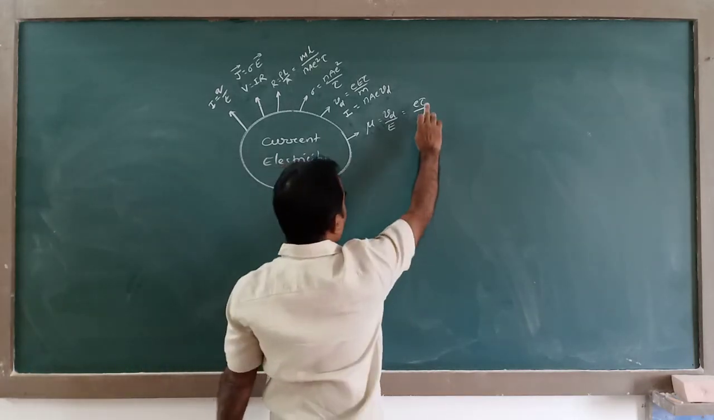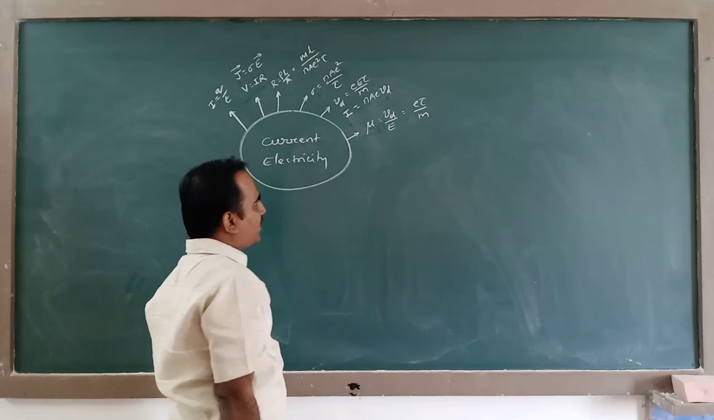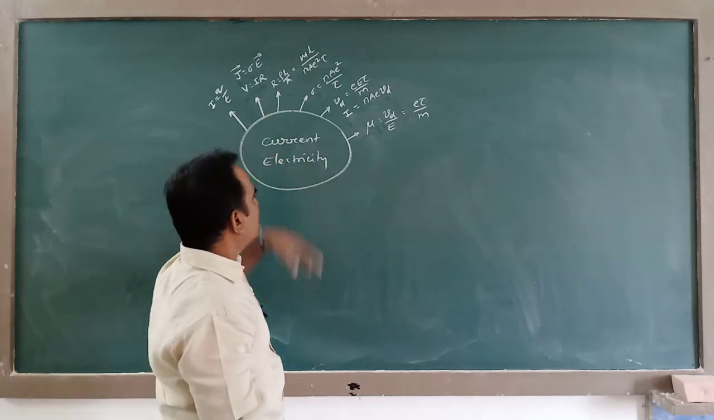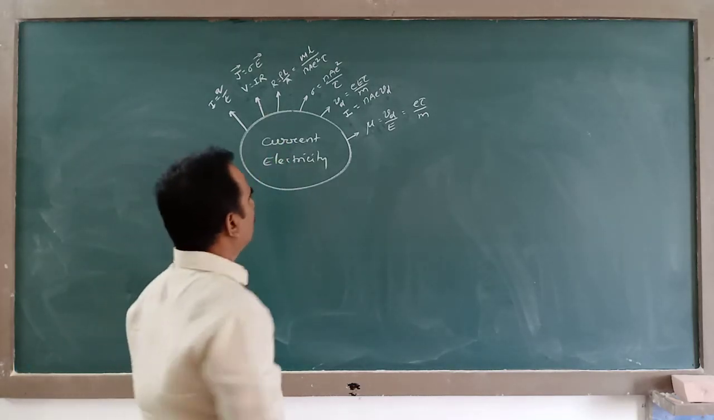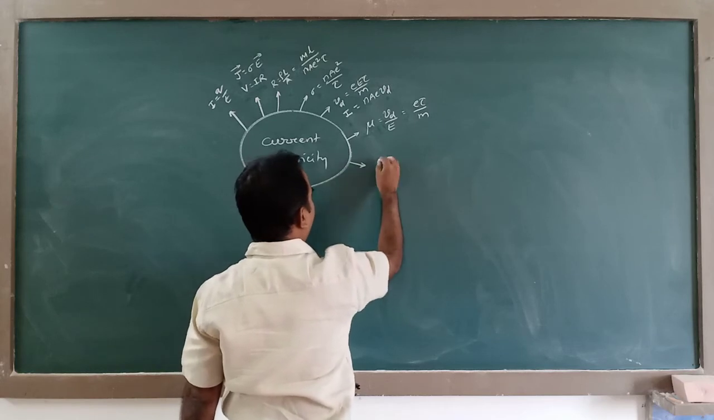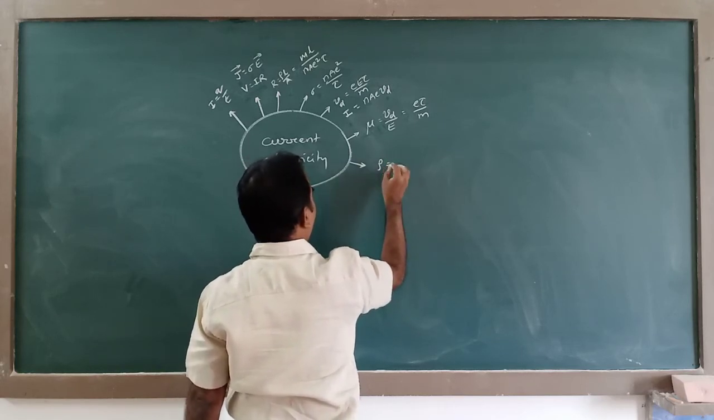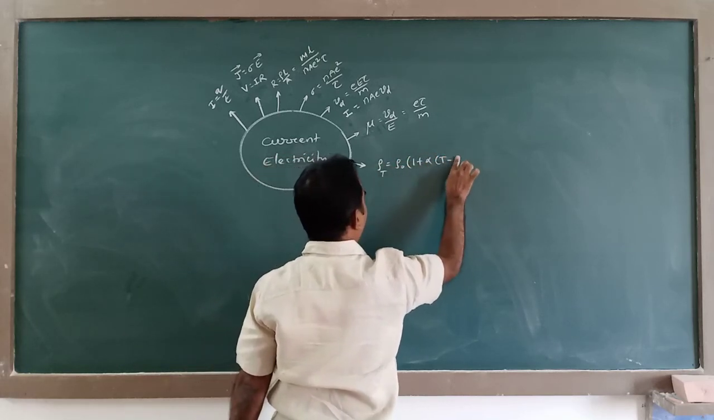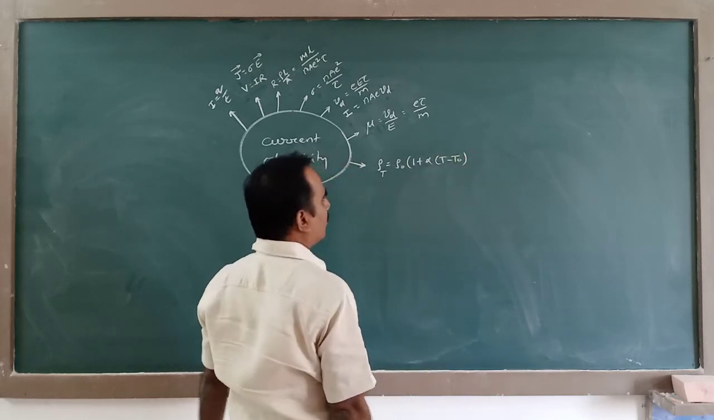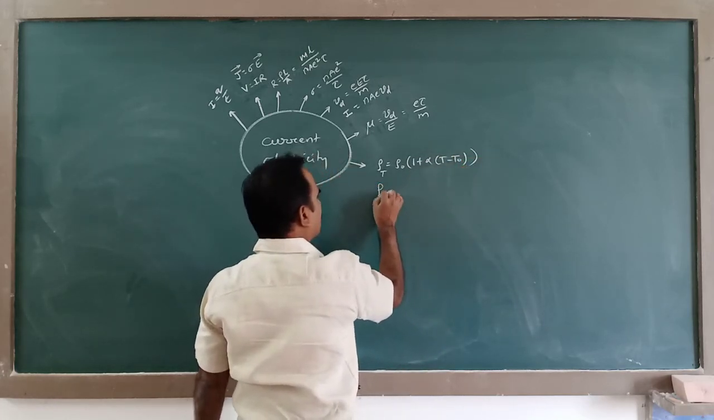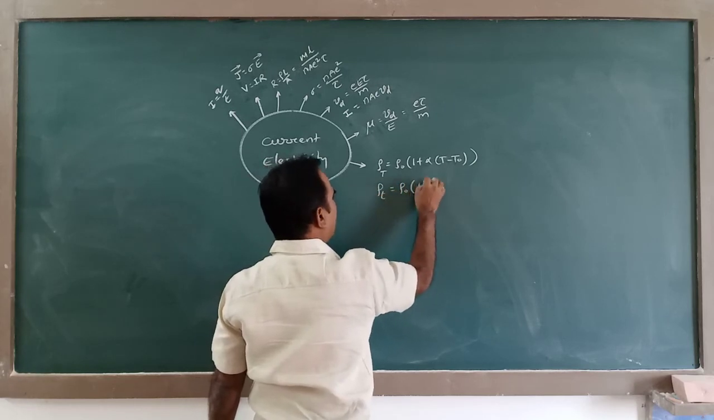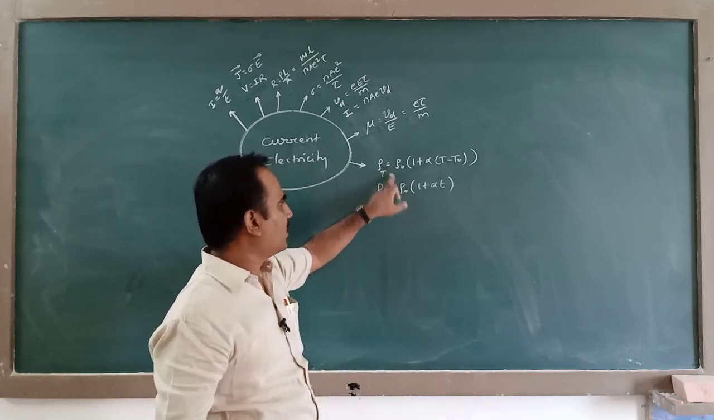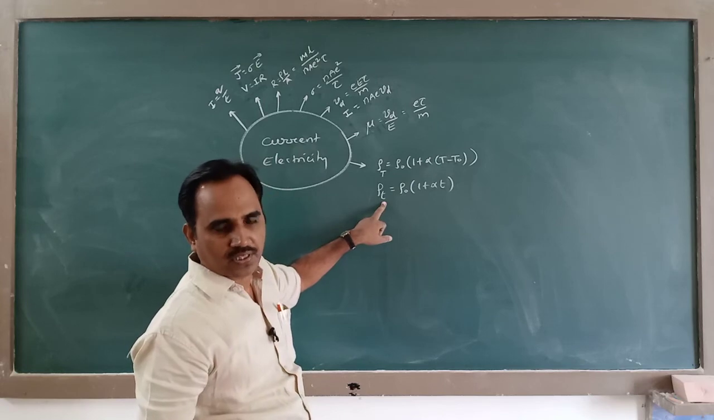Next, for any conductor, the relaxation time tau depends on temperature. Therefore, the resistance and resistivity depend on temperature. So the dependence of resistivity on temperature is written like this: rho T is equal to rho naught into 1 plus alpha into T minus T naught. This can also be written as rho T is equal to rho naught into 1 plus alpha T, where this T stands for absolute temperature and this T stands for temperature in degree Celsius.